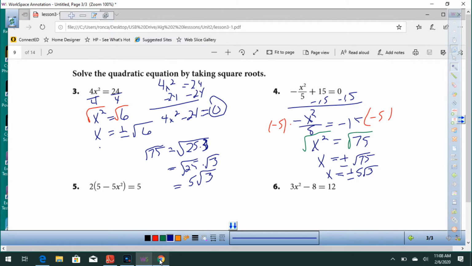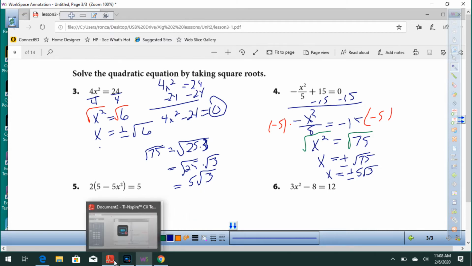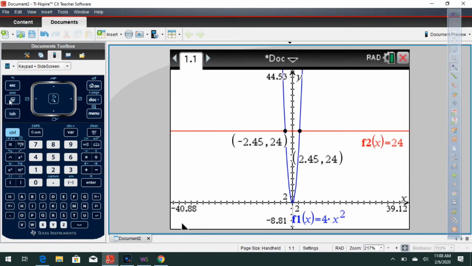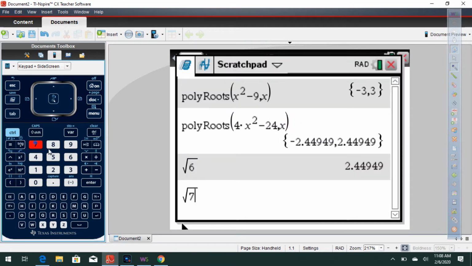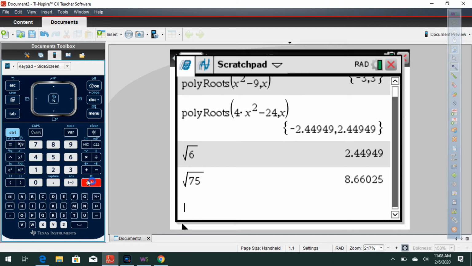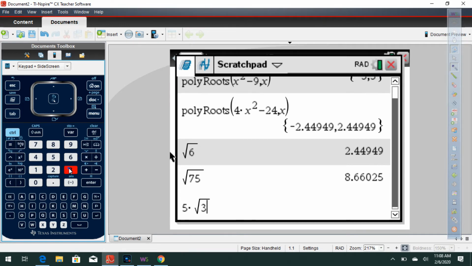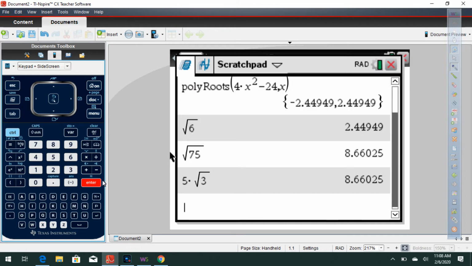And let me show you in the calculator. We have the square root of 75. And that gives you 8.66. Now let's do 5 times the square root of 3. 8.66. They are the same. This 5 times the square root of 3 is simplified.